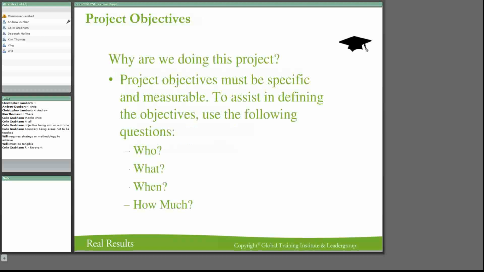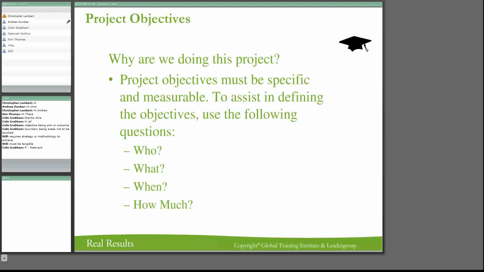Right, let's have a closer look at this. What are we doing? Why are we doing this project? So project objectives are the motivation for doing the project. That's why it's strategically aligned. Whenever you ask the question why, we want to know the motive for doing something. It's the value system, if you like. Why we want to do it has to do with answering what it is. So project objectives must be specific and measurable. We said that already. To assist in defining objectives, we sometimes ask the following questions.